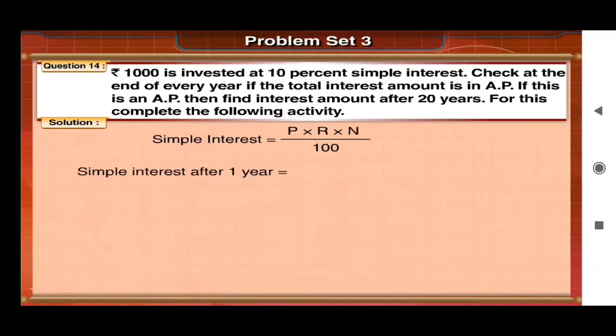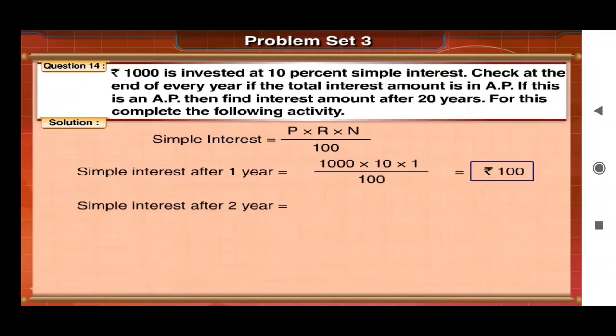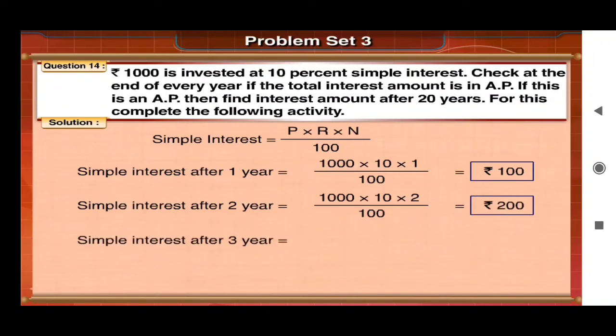Simple interest after 1 year is equal to 1000 into 10 into 1 upon 100, which is equal to rupees 100. Simple interest after 2 years is equal to 1000 into 10 into 2 upon 100, that is equal to rupees 200. Simple interest after 3 years will be 1000 into 10 into 3 upon 100, that is equal to rupees 300.